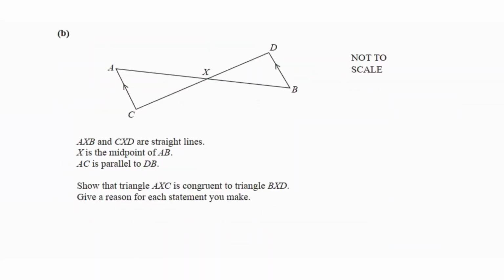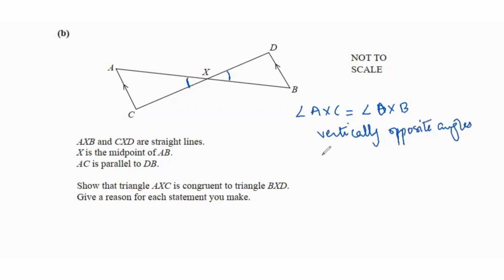AXP and CXD are straight lines. X is the midpoint of AB. AC is parallel to DB. Show that triangle AXC is congruent to triangle BXD. So firstly, you need to remember that vertically opposite angles are equal. Hence, angle AXC is equal to angle DXB because vertically opposite angles are equal.